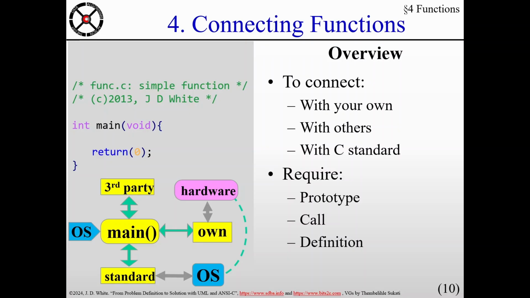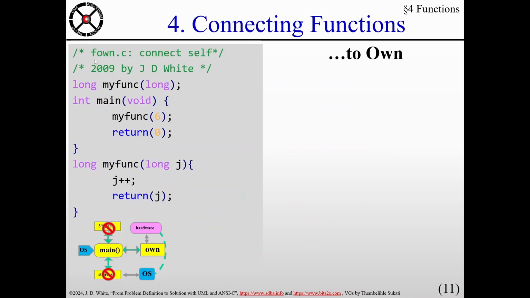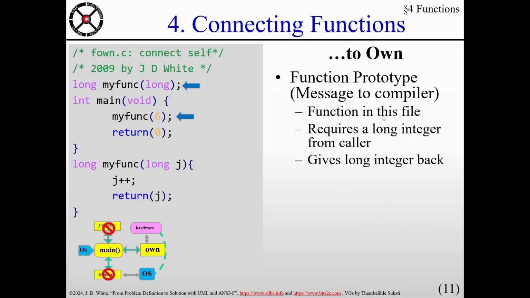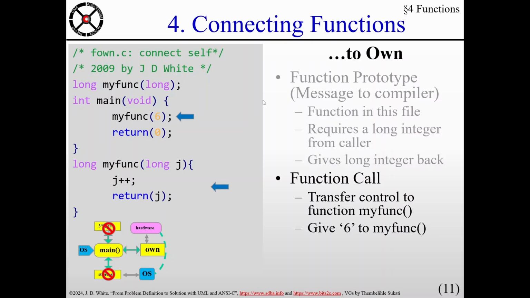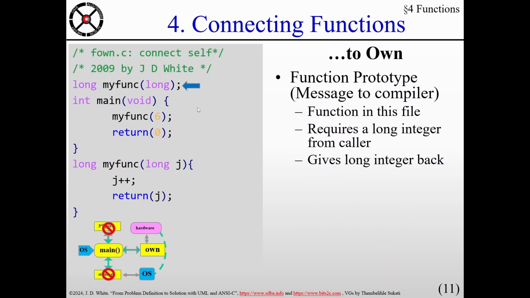Okay. Let's now look at what each of these things are. First of all, I'm going to connect to my own function in the file. Here's my main function, and I'm going to have my own little function. I'll call it myfunc. First of all, I have my function prototype.